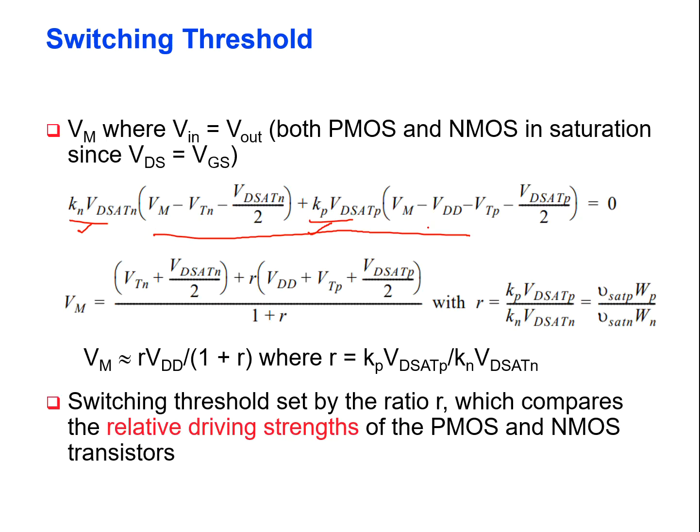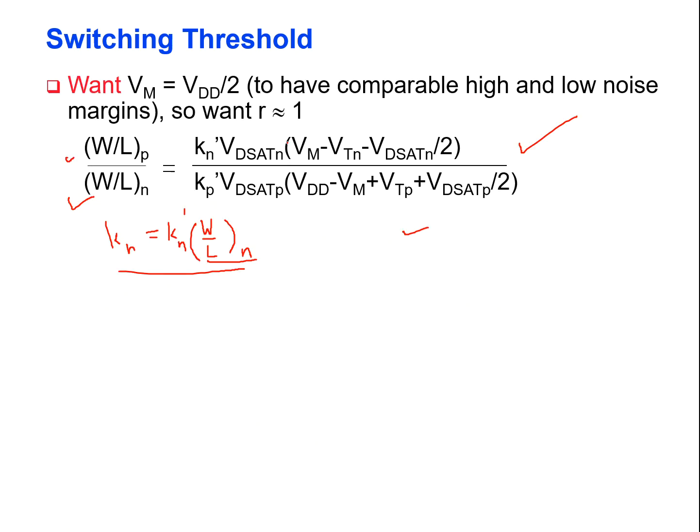For the previous case, if R is equal to 1, your middle voltage is approximately equal to VDD by 2, which gives comparable high and low noise margin. So your R is equal to 1, which makes your Vm equal to VDD by 2.